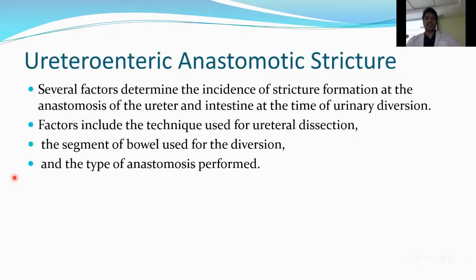Ureteroenteric anastomotic stricture. Several factors determine the incidence of stricture formation at the anastomosis of the ureter and the intestine at the time of urinary diversion. Factors include the technique used for ureteral dissection, the segment of bowel used for diversion, and the type of anastomosis performed.